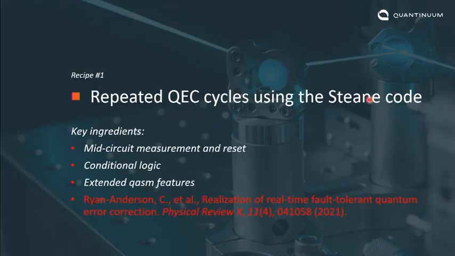Okay, so now that we hopefully have a little bit of background about what our system can do and that we move things around and we can do stuff very dynamically, let's go into our first recipe, which is repeated QEC cycles using the Steane code. The work I'm going to talk about is from this paper, Realization of Real-Time Fault-Tolerant Quantum Error Correction. And the key ingredients we use are mid-circuit measurement and reset, conditional logic, and then something called extended QASM features, which I'll talk about in a second.